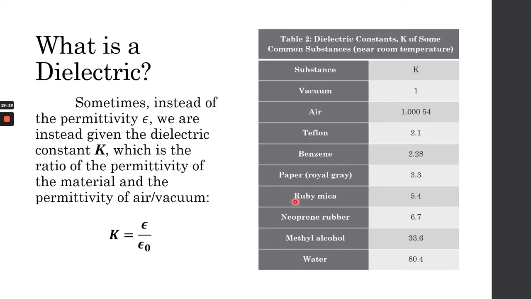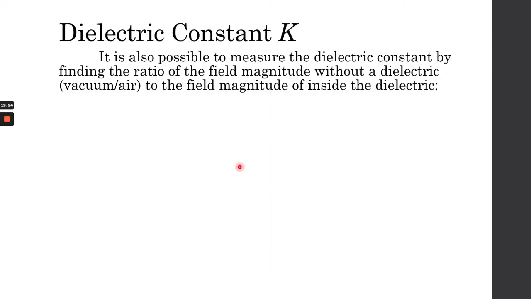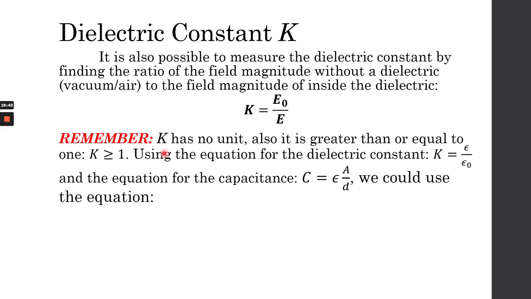So it's kind of like an inverse here. The permittivity of the material divided by the permittivity of free space, while here it's the magnitude of the electric field in air or a vacuum divided by the electric field when you added a material in between the two plates. So remember that K has no unit.